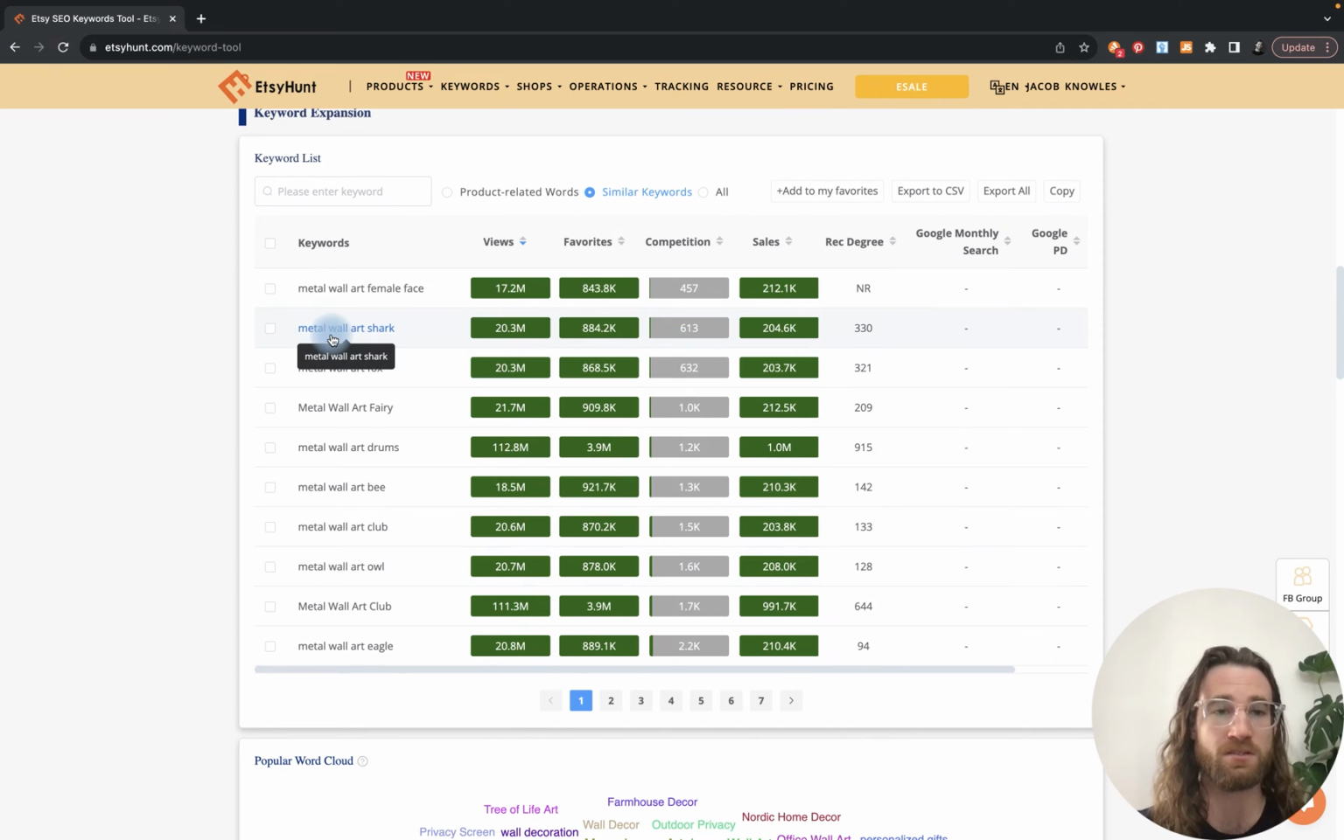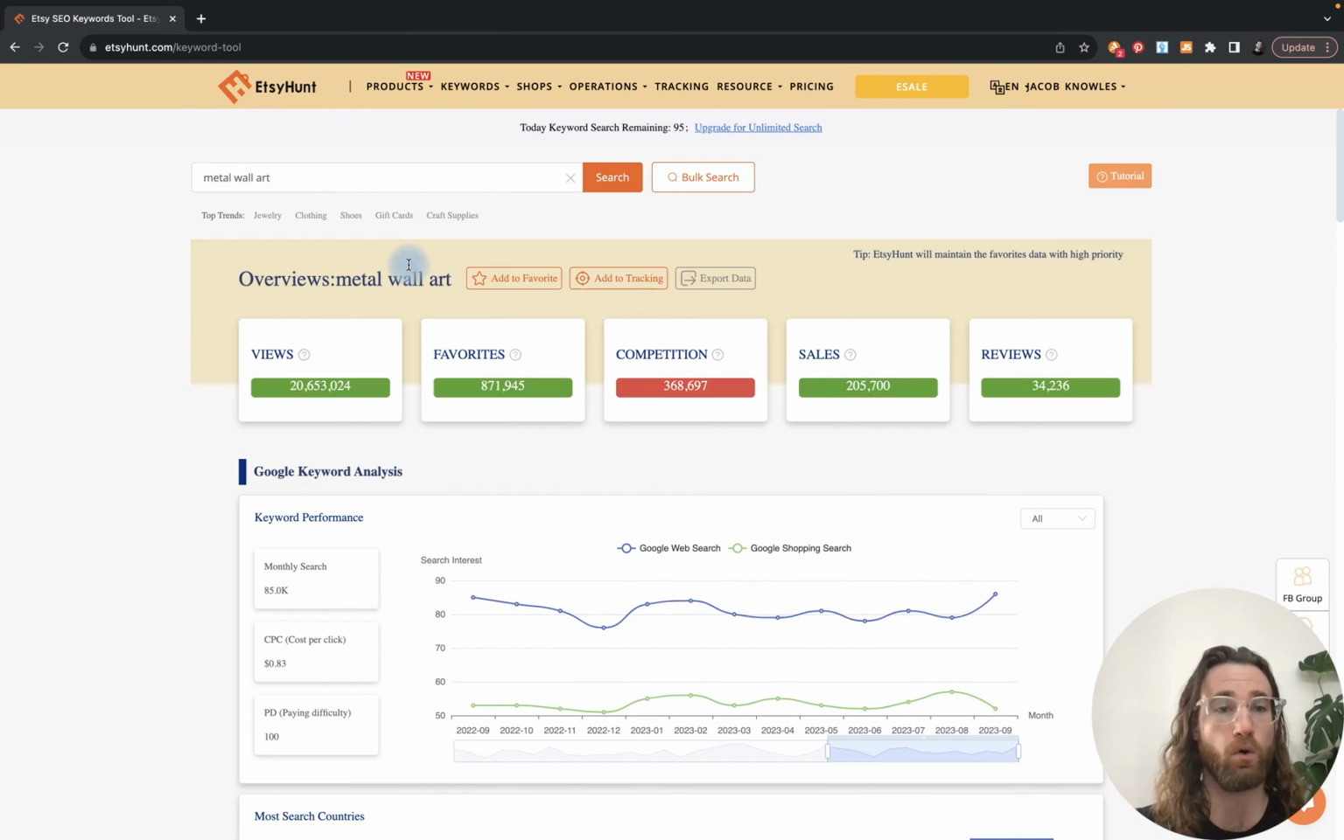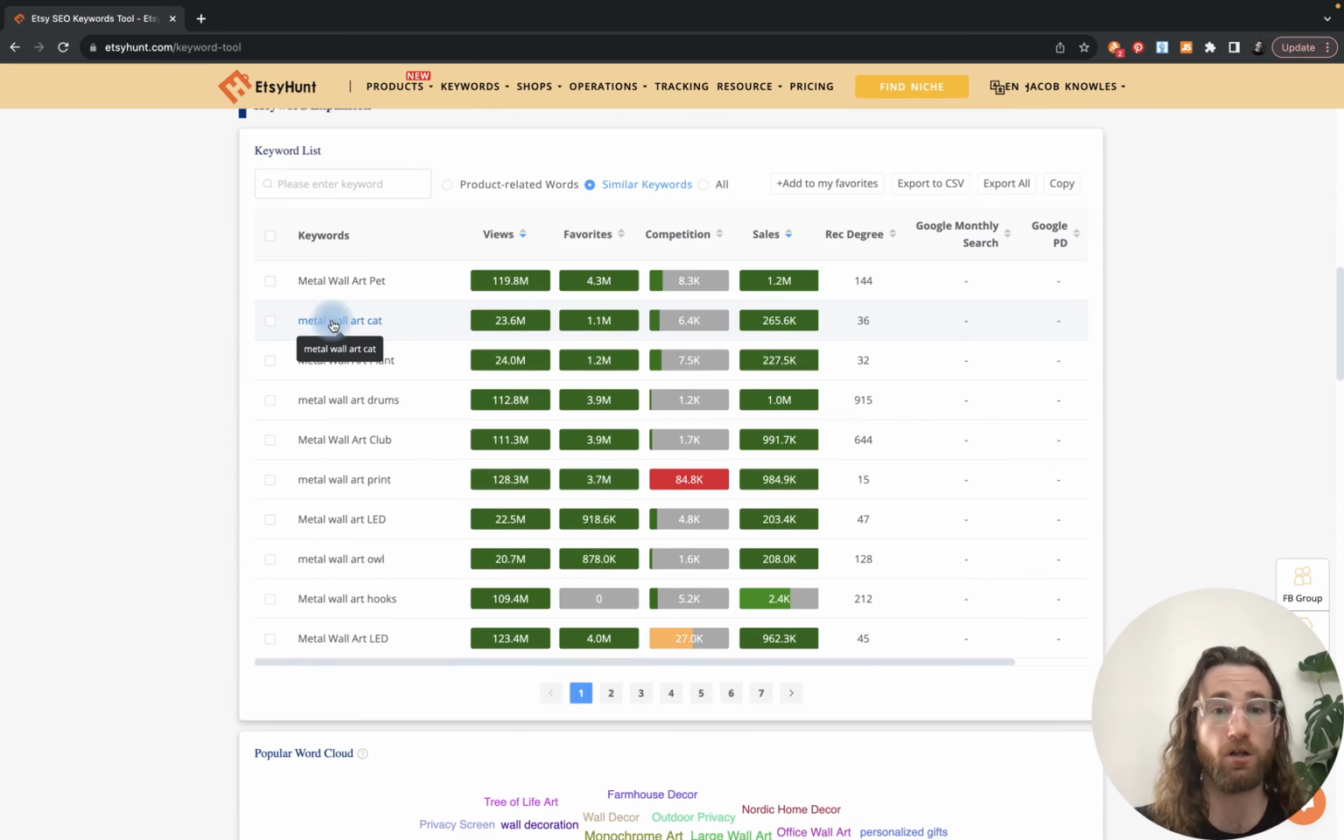But here are some examples. Metal wall art shark, 204,000 monthly sales, but only 613 in competition. And you can actually sort by competition or by sales. So for example, let's look at some of the top sales. 1.2 million for metal wall art pet, and the competition is only 8.3K. Now that's still a little bit of competition, but nothing compared to, for example, metal wall art print, which has 84,000, or metal wall art, which is 368,000 for competition. So metal wall art cat, for example, would be a good one.